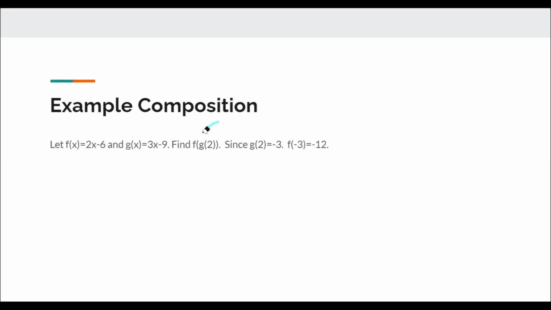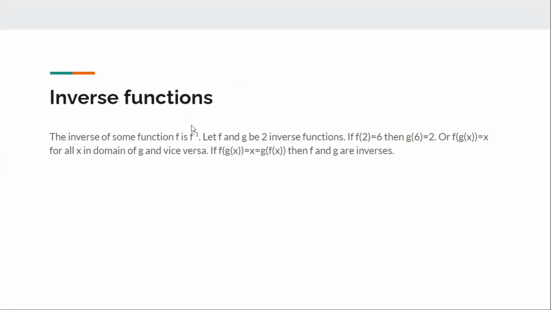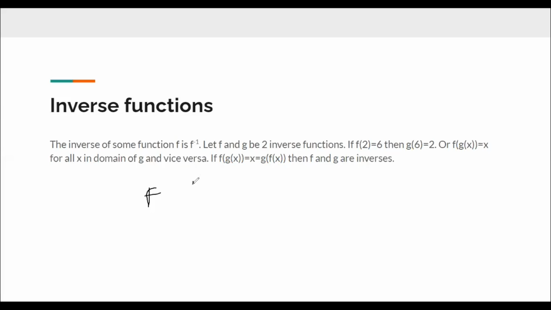So that's basically what composition of functions is. Inverse functions. The inverse of some function f is written as f to the power -1. So it's like f, and then the inverse function is written like this. This is how you write the inverse function.